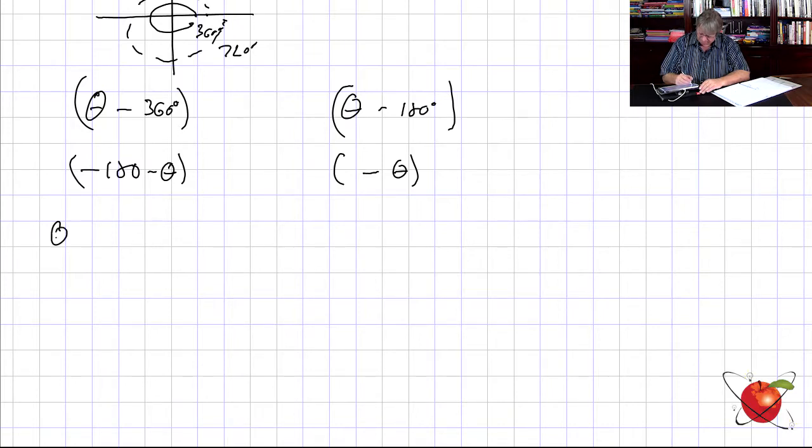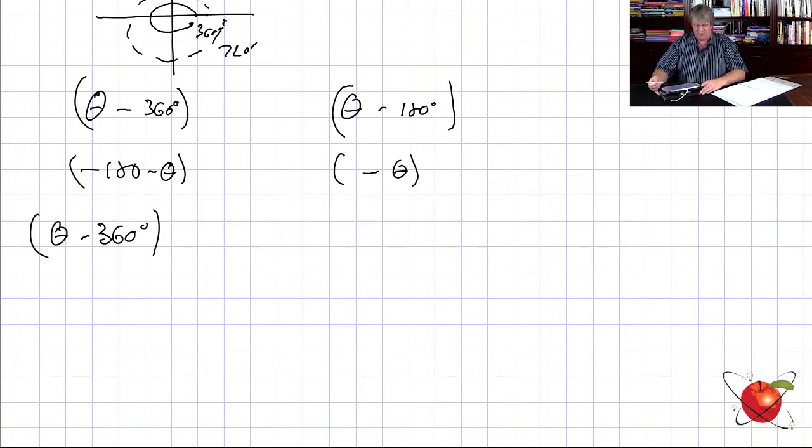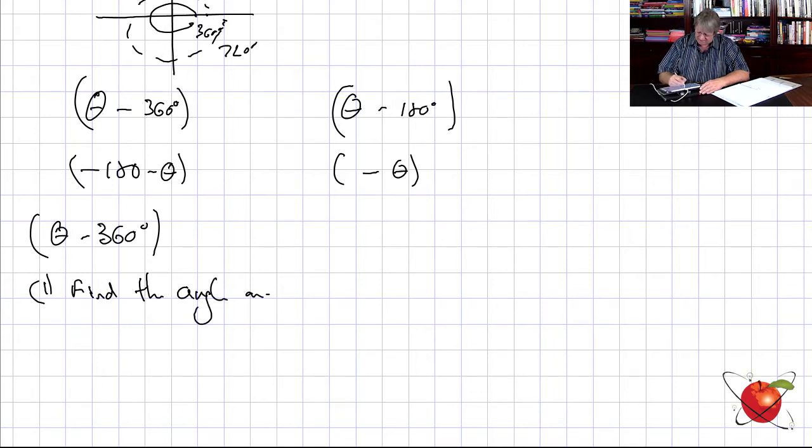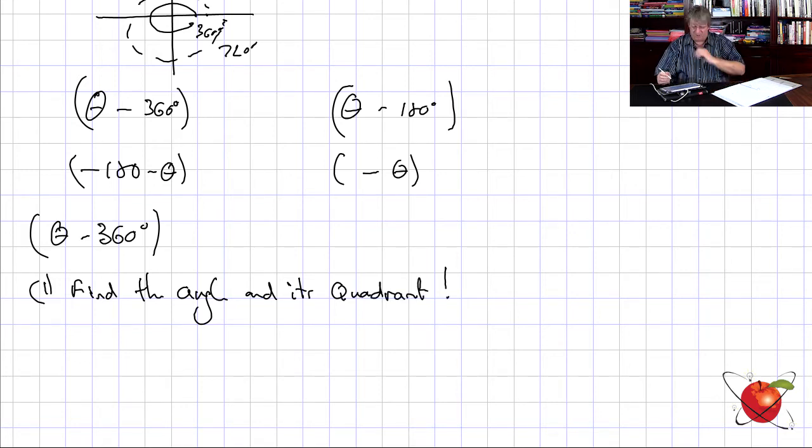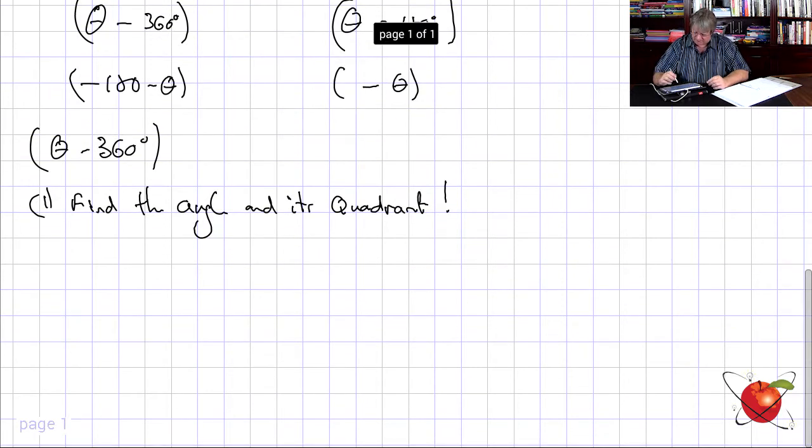Let us start with theta minus 360. They say to us, simplify theta minus 360 degrees. Then I say step 1 is find the angle and its quadrant. What do I mean by that? I mean draw it. Absolutely. Drawing these things is the only way to go. And let's have a look.